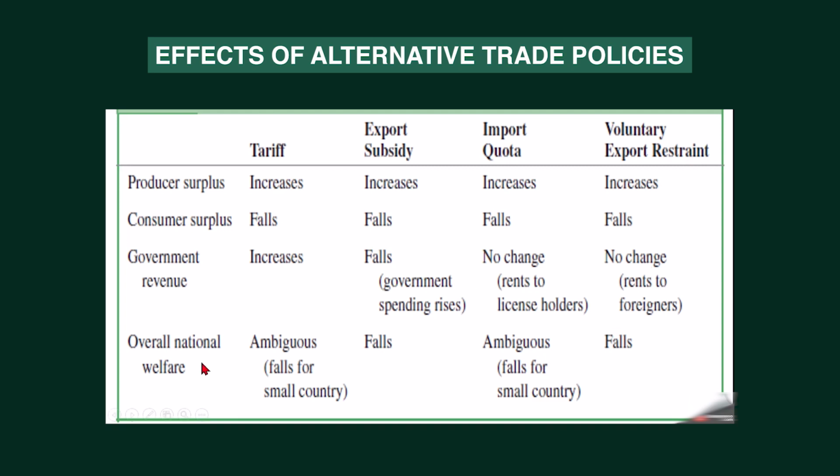Now, in the case of overall national welfare, in case of tariff, for a large country it is ambiguous, but it definitely falls for a small country. In case of export subsidy, there is an overall fall in national welfare. Similarly, in case of import quota, it is ambiguous for a large country, but for a small country it definitely falls. And same for voluntary export restraint.